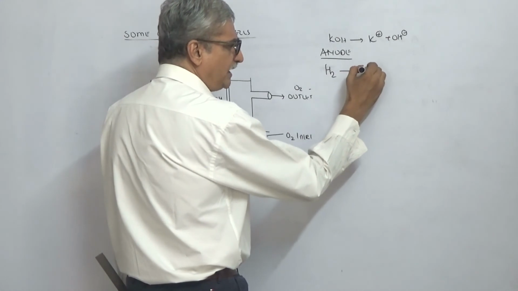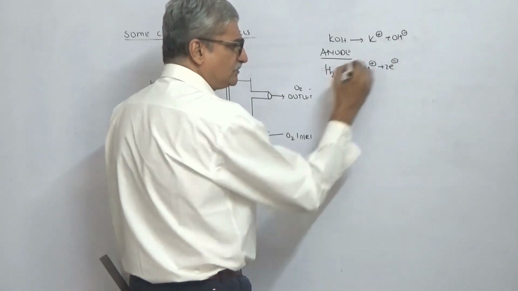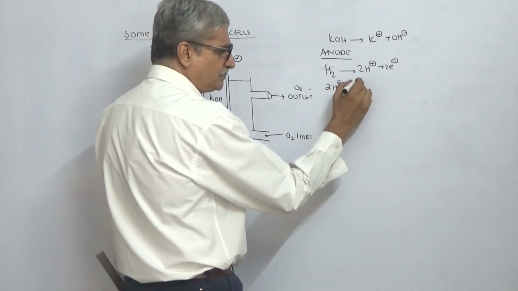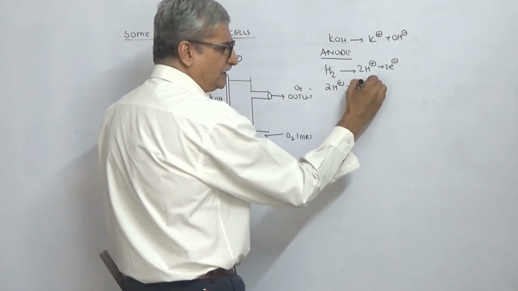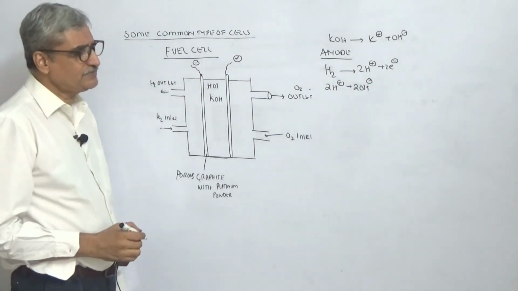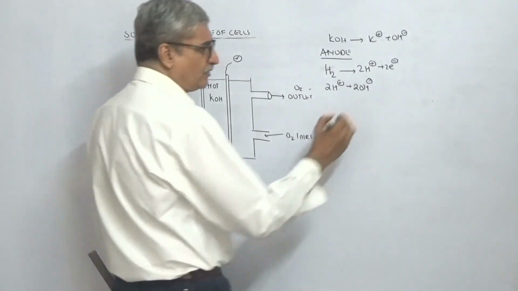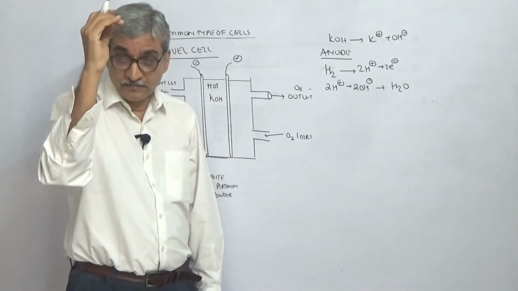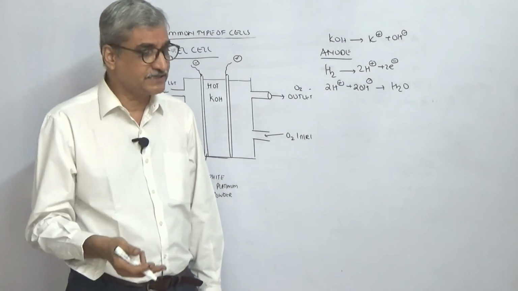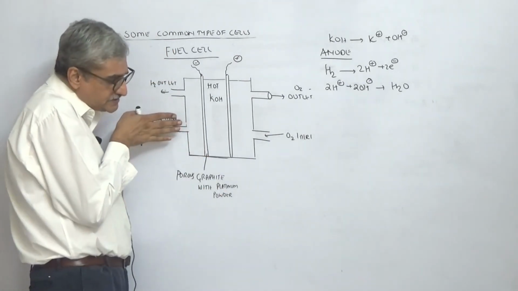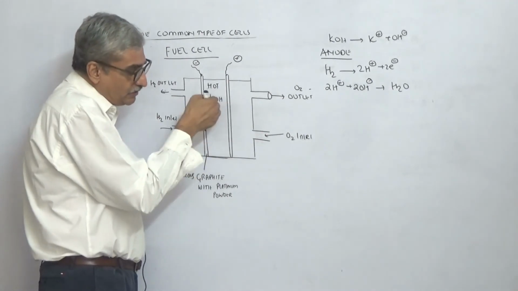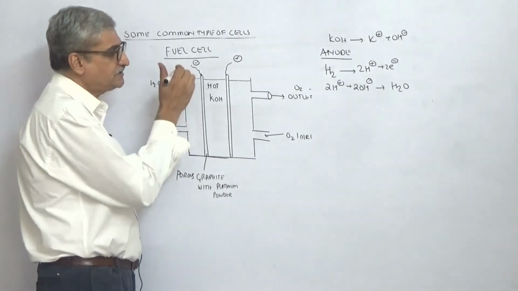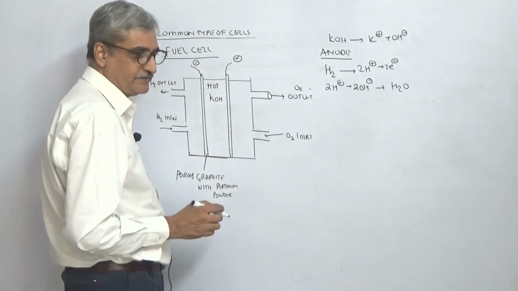Hydrogen forms 2H plus and 2 electrons. This 2H plus is going to combine with OH minus. Where did the OH minus come from? The OH minus comes from the KOH. And what does it form? It forms H2O. So your KOH is going to become a little diluted because water is getting formed here. Hydrogen is coming from this side and KOH is coming from this side. So at this surface, the reaction is going to take place. It is oxidation, so this electrode will be negative.